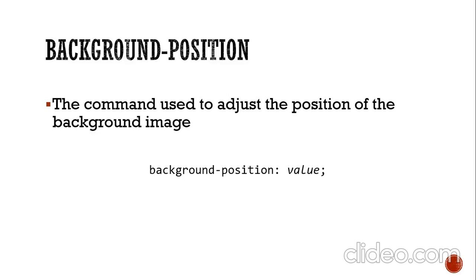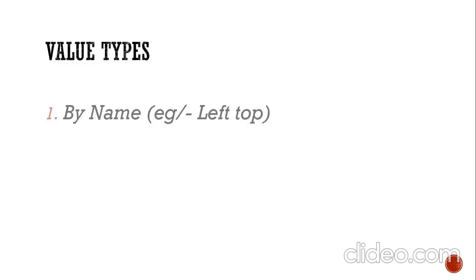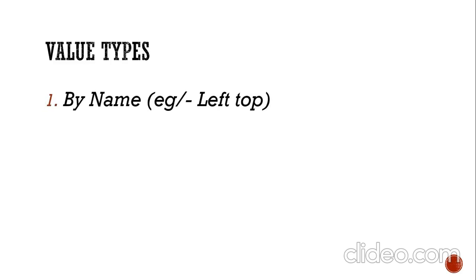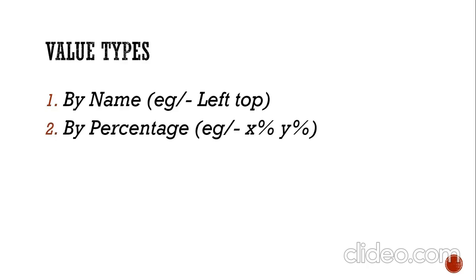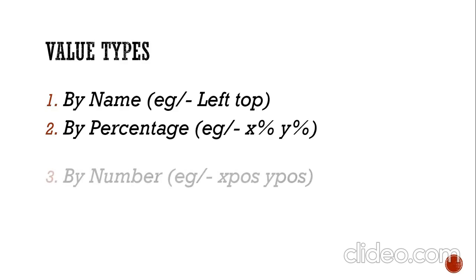Now let's look at the type of example. Oh wait, before that, let's see the types of values which you will input in the background position. Firstly, it will be by name. You can type it by name, like keep it as left top or top right, etc. I'll show you in the later section in the practical part. And then the second type would be by using percentage, and then lastly by number.